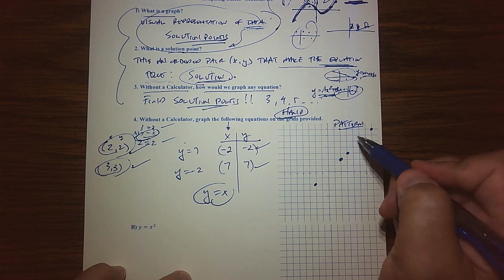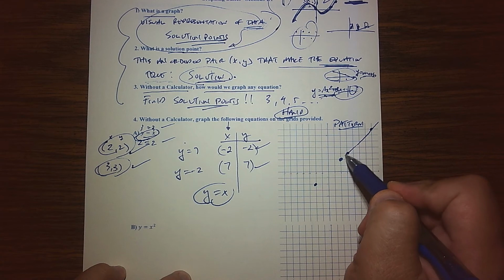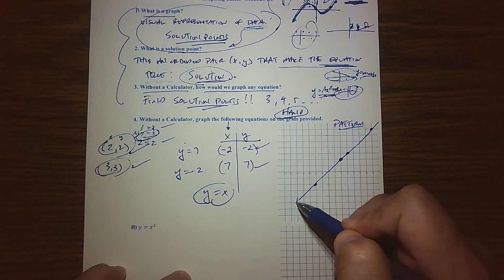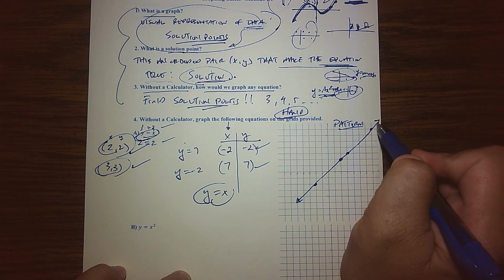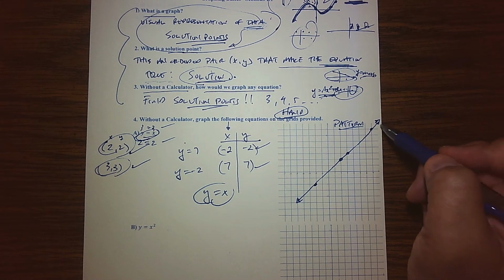So it is pretty clear where all the other solution points are. They're basically falling along this line. These arrows are important. They're telling us that this goes on forever, right? This is not just a line segment from one point to the other point. So don't forget your arrows.